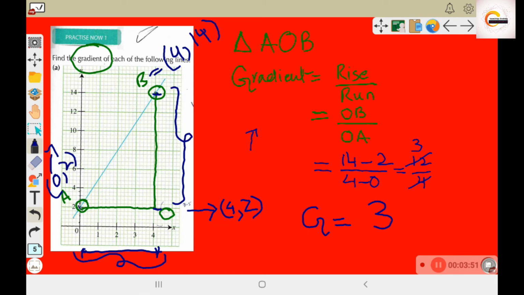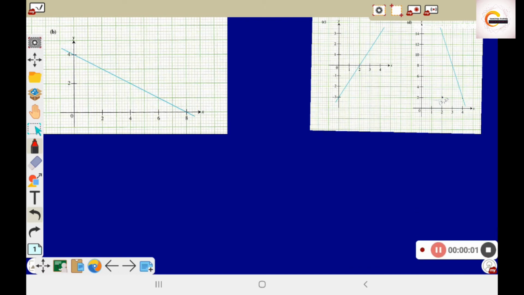Although it is not required, I am writing it down since the line is moving upward from left to right, from left to right. So the value of the gradient will be positive, right? Hope that I have explained the previous part clearly and in detail. So let's do these 3 remaining parts of practice now. Question B, C and D very quickly.